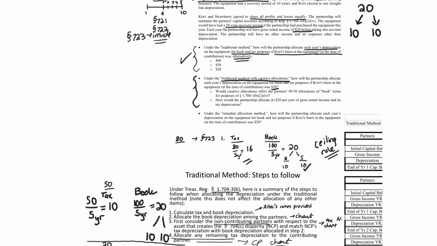How will the partnership allocate each year's depreciation on the equipment for book and tax purposes if the basis is $20? And then would the curative allocations affect the partners' 50-50 allocation of book items for purposes of 704-1(b)(2)(ii)(b)(iv)? And how would the partnership allocate 20 years of gross rental income? And tax depreciation was what you're focusing on. So let's go ahead and go right to the steps.